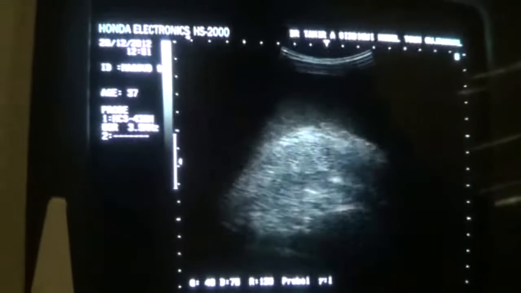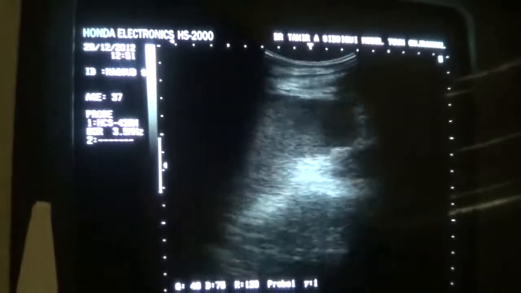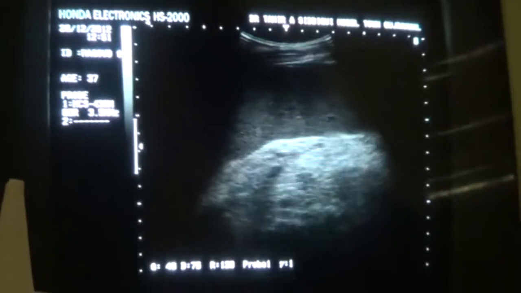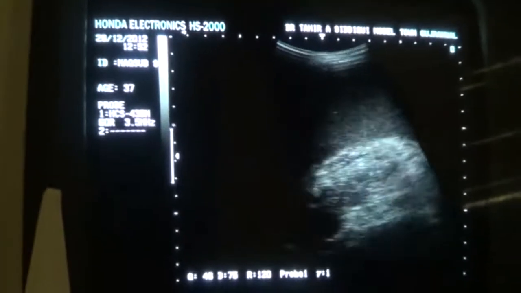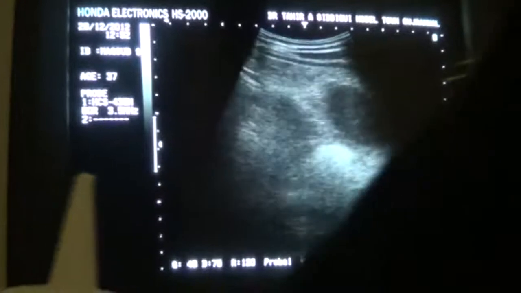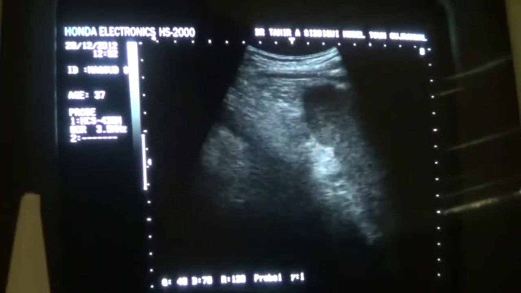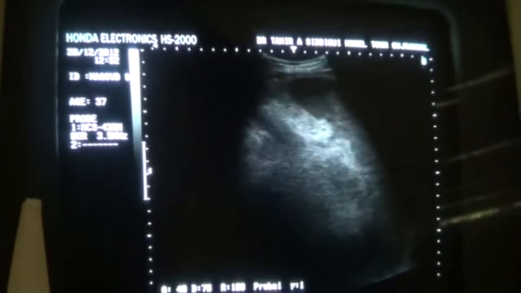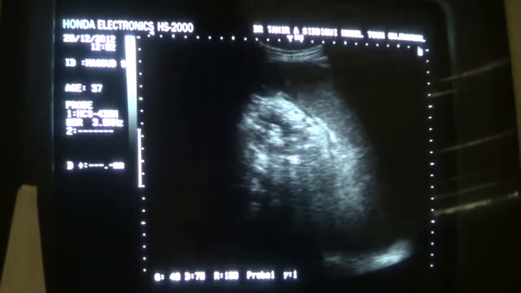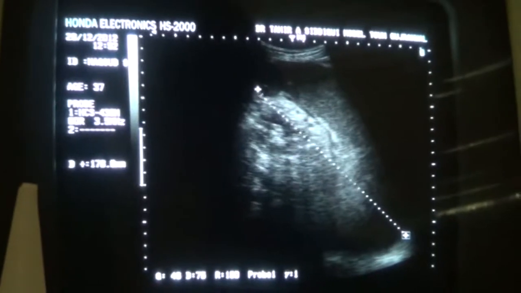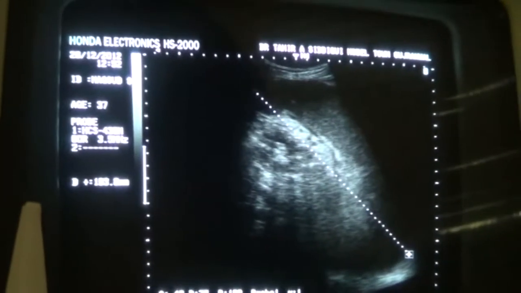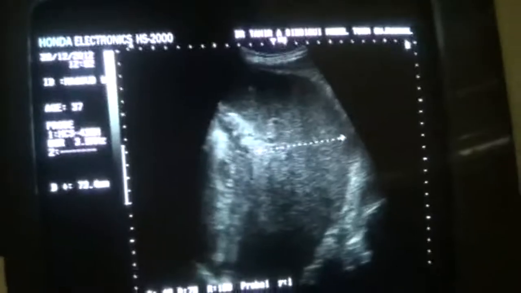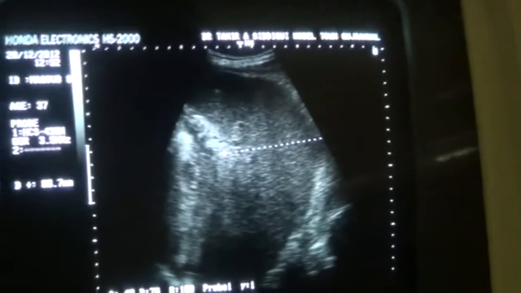Now we are in the area of the spleen. The spleen measures .3 centimeters from pole to pole, and 8.6 centimeters in width.